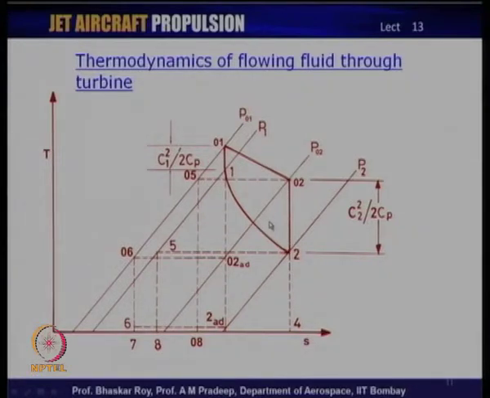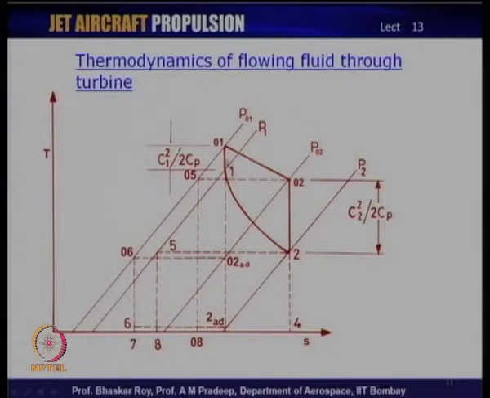Now, between station 1 and 2, as you have done in your cycle analysis, the flow goes from point 1 to point 2, and at point 2 it has a higher kinetic energy, given by, let us say, C2 square by twice Cp, a much larger kinetic energy head actually. And at this station you have value 02, which is the total head. So, the total process has moved from P01 to P02, that is a pressure drop across the turbine, and that is what a turbine actually does.